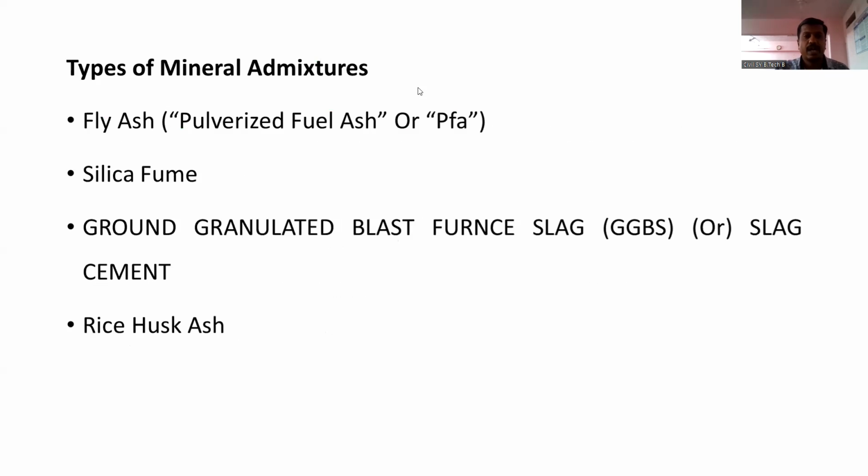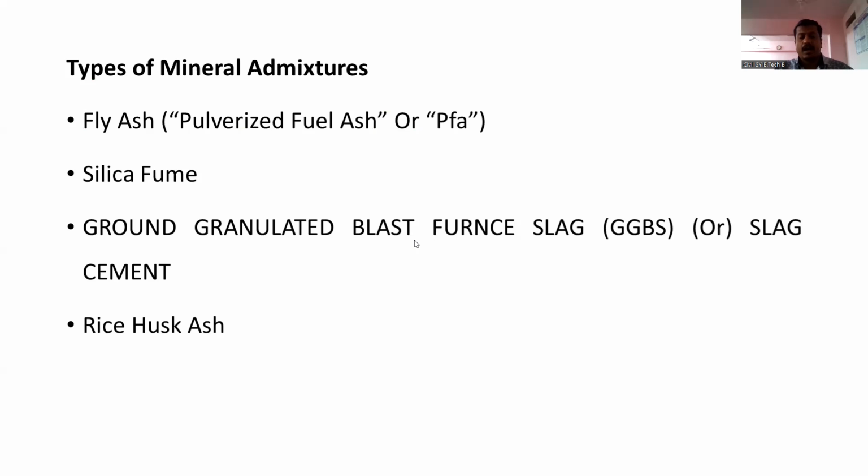Mineral admixtures, we are having fly ash, silica fume, then GGBS, that is ground granulated blast furnace slag or the slag, and rice husk ash or surki, you can call it as. Okay, next another name is. So again, their function also I have told you. Fly ash, basically there are two types of fly ash we can use in the market, class C fly ash and class F fly ash. Okay, what is fly ash?